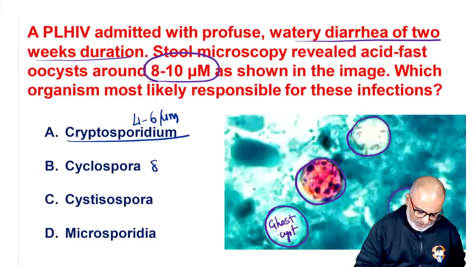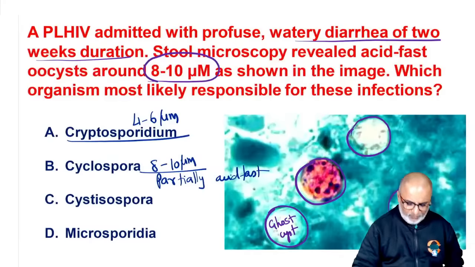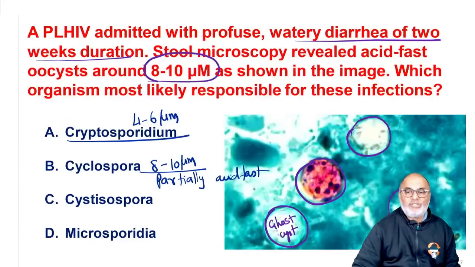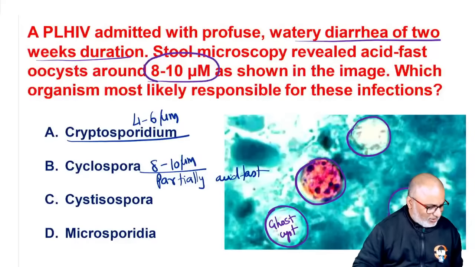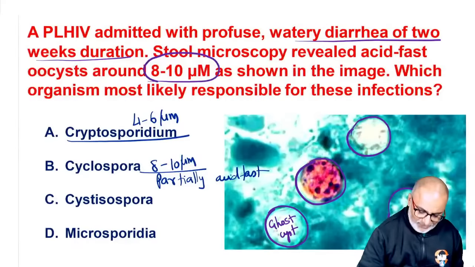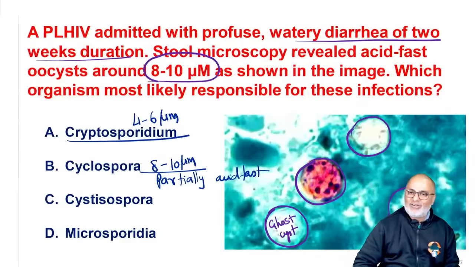If it is 8 to 10 micrometer and partially acid fast, it is partially acid fast. Not all three are here, my dear. See the size. Everything is equal size. I got a query from Chantani. All are the same size. You can't say all three.